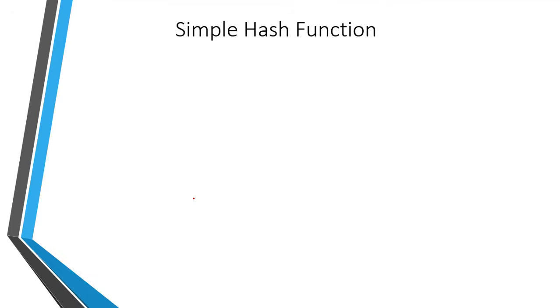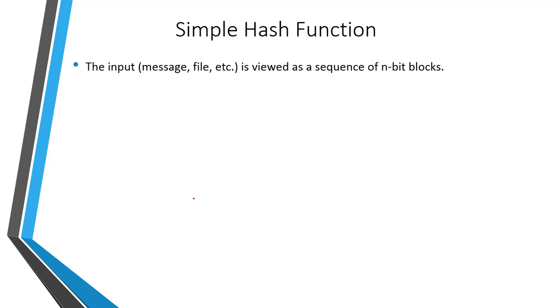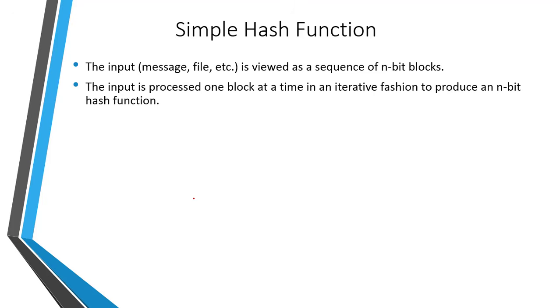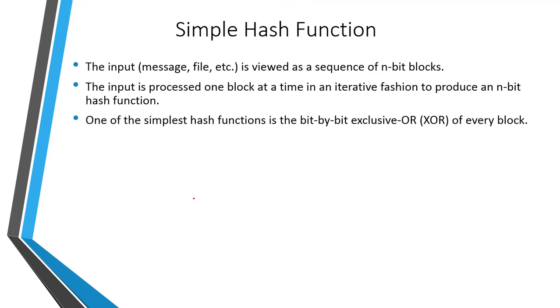Now we will see the simple hash function. The input is viewed as a sequence of n-bit blocks, and the input is processed one block at a time in an iterative fashion to produce the n-bit hash function. One of the simple hash functions is the bit by bit exclusive OR of every block. So in the simple hash function, the bit by bit exclusive OR operation of every block is performed to get the hash code. So Ci equals Bi1 XOR Bi2 XOR ... XOR Bim.